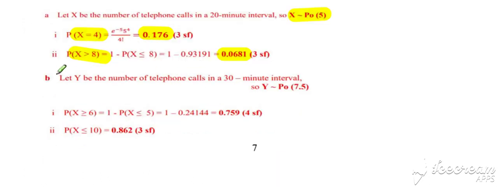And similarly for part B. So we've got this time a 30-minute interval. So therefore, Y has a Poisson distribution with a lambda value of 7.5. And then using our calculator, or otherwise, we can work out our probabilities for at least 6 and no more than 10. Be careful with your inequalities. Make sure that you read this carefully and pick the right inequality to match the wording.